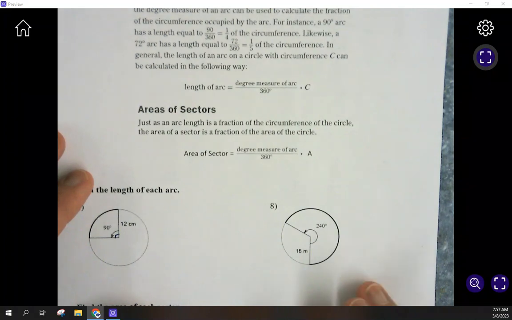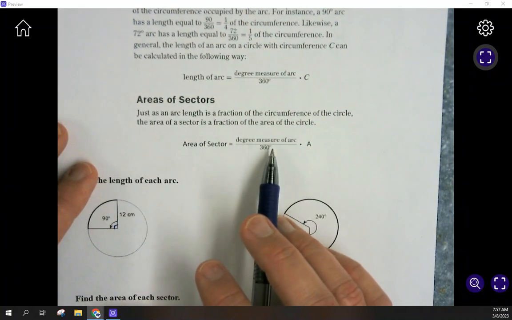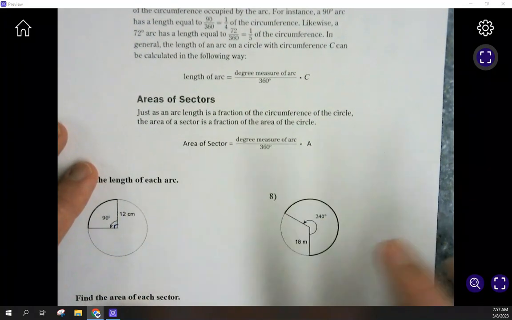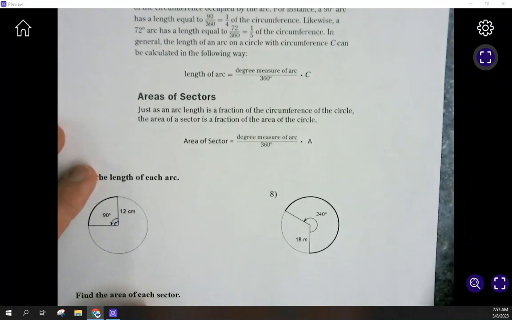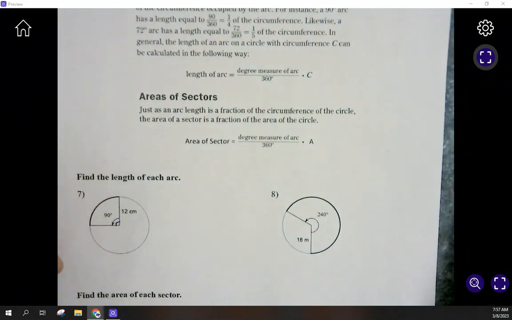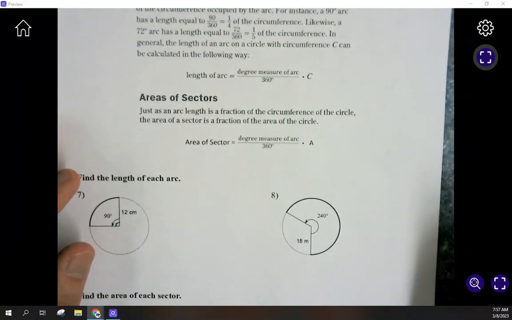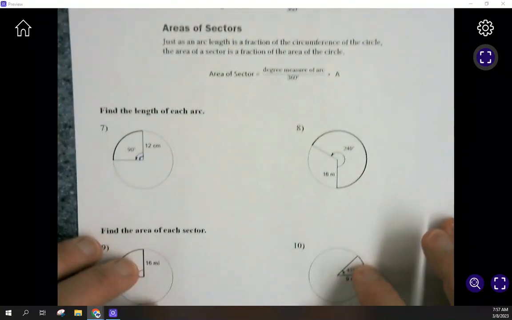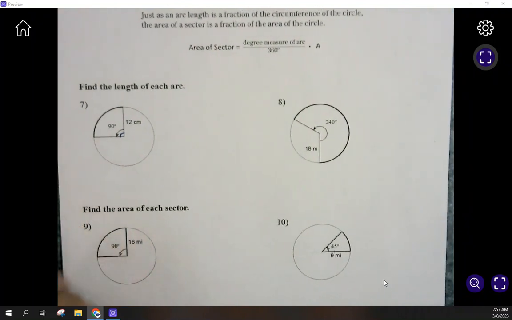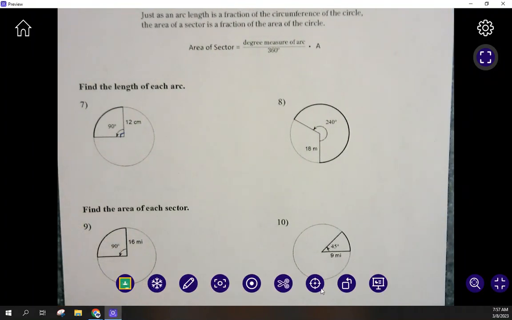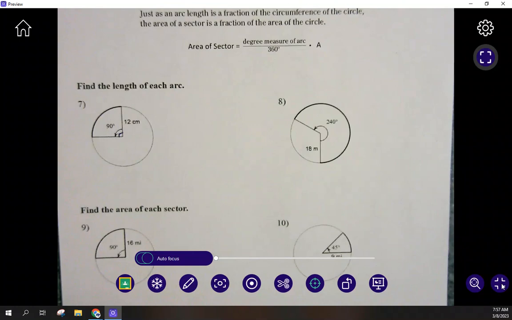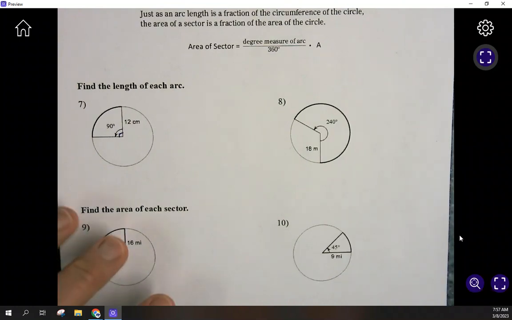Area of a sector is the same exact thing. You take the degree measurement over 360, and you just times it by the area of the whole circle, and it will give you just that fraction or just that sector. So when you see sector, it's just talking about a slice of the area. All right, so let's run through this real quick. Again, pretty straightforward. This should feel nice and easy, especially if you have a good calculator.